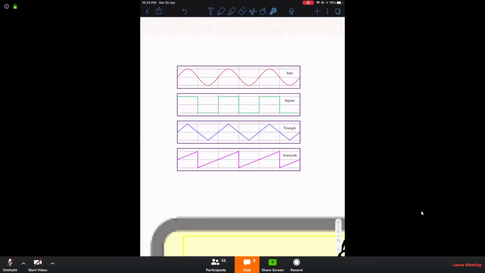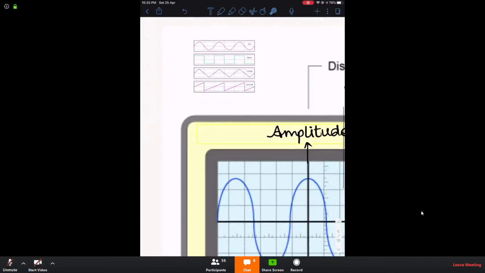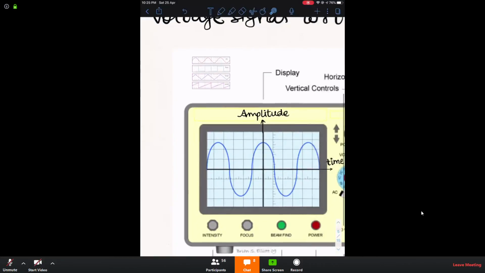So it can show you the sine wave like this. This is the sine wave. It is the square wave. It is the triangular wave. It is the sawtooth wave. So if any of these signals is present in your circuit, the oscilloscope is able to show you these waveforms.